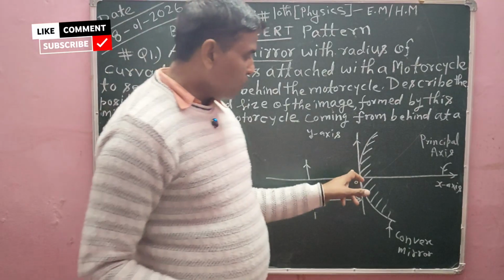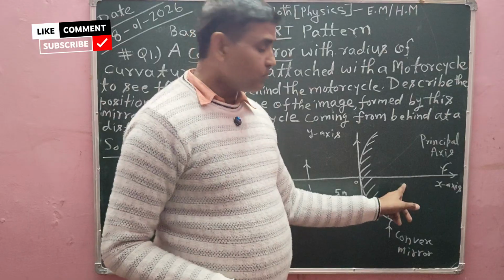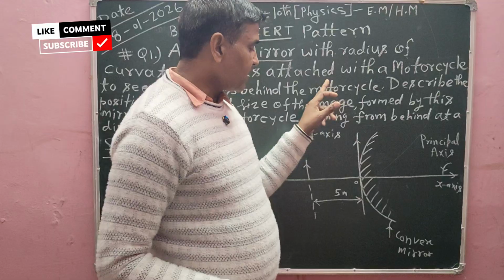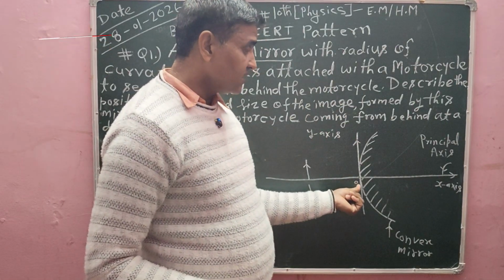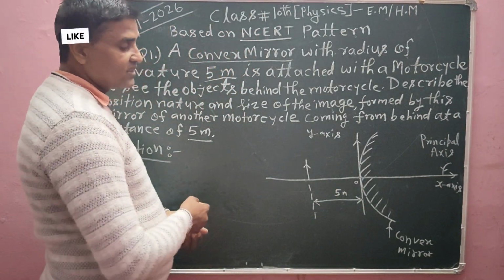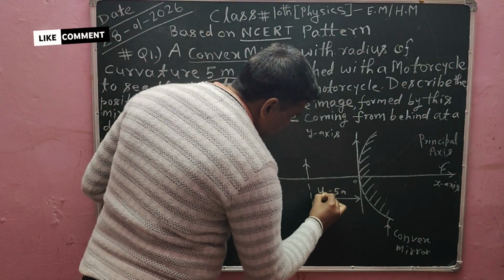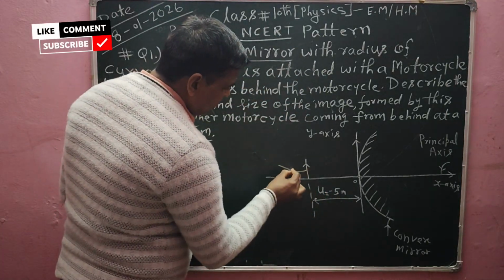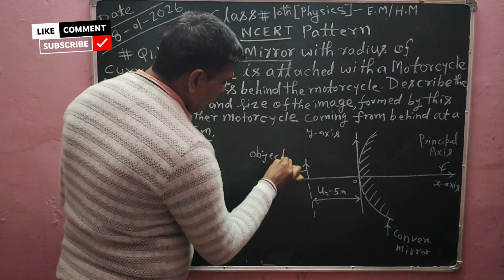From the origin to the right side of the principal axis, I will take positive sign, and from the center of the mirror in the upward direction, the positive y direction, I will take positive sign. From the center of the mirror to the left hand side I will consider minus sign. So here will be the minus sign. So this is the distance of this object. Here I will say this is the object.